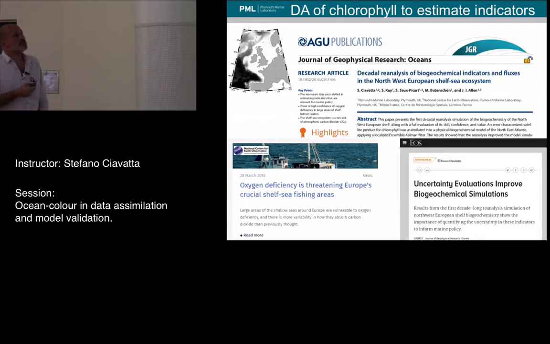So this is a simulation of ocean color chlorophyll to estimate indicators, a paper that we published last year. It's the first decadal reanalysis of the biogeochemistry in an ecosystem. Just to tell you how new these kinds of things are: decadal reanalyses in atmospheric science are 20, 30 years old. We are producing the first for the biogeochemistry of shelf seas just nowadays, so something new. We use this in particular to focus on oxygen deficiency and to estimate the uncertainty of our model outputs, arguments that are quite new and were picked up by the media when the paper came out.